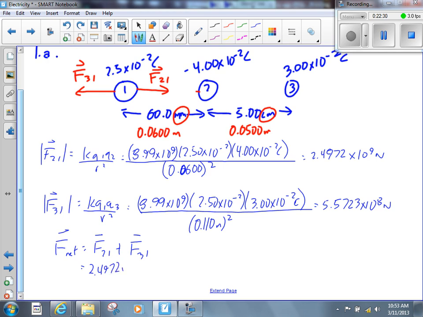2.4972 times 10 to the 9 newtons, plus the force of 3 on 1, which we're going to call a negative value because it's acting to the left. So it's going to be negative 5.5723 times 10 to the 8 newtons. And when we do the math on that one, it works out to be 1.94 times 10 to the 9. Does that make some sense, you guys?